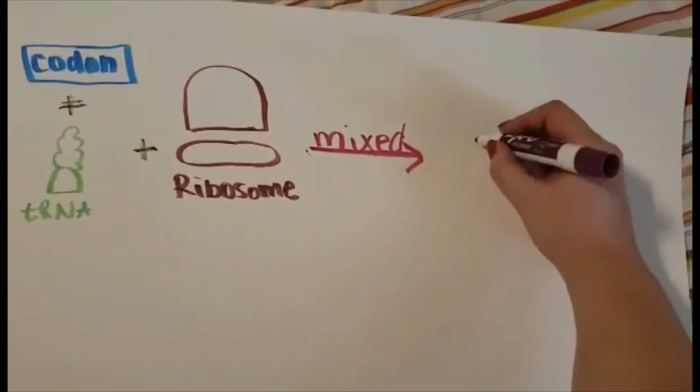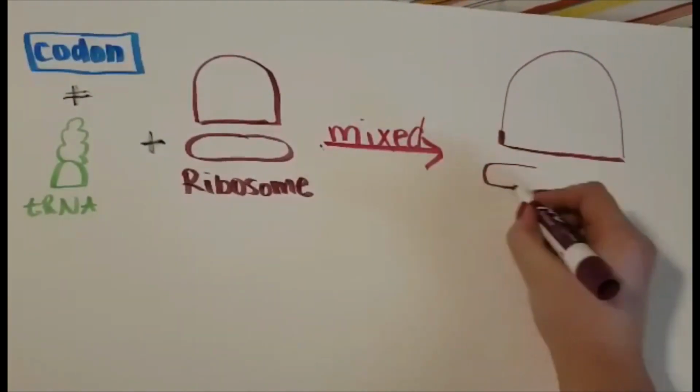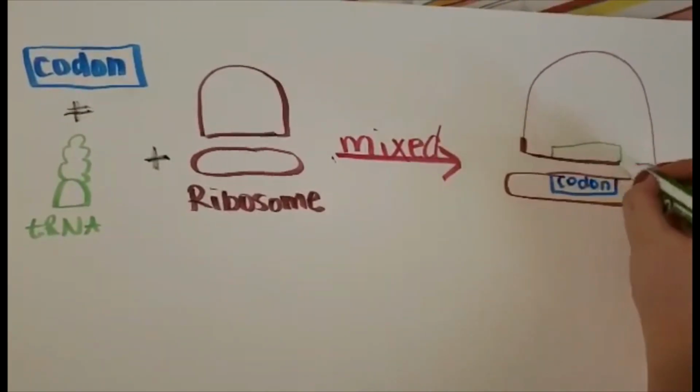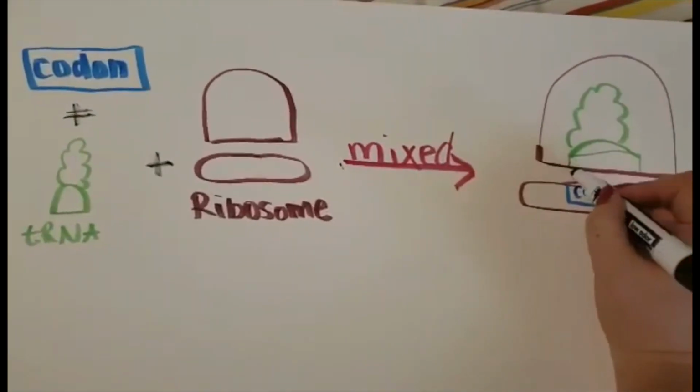First, codons were synthesized and added to a mixture of ribosomes and tRNA that were attached to amino acids, one of which was labeled radioactive. Next, the ribosome would bind the mRNA codon as well as the tRNA for which it specified.